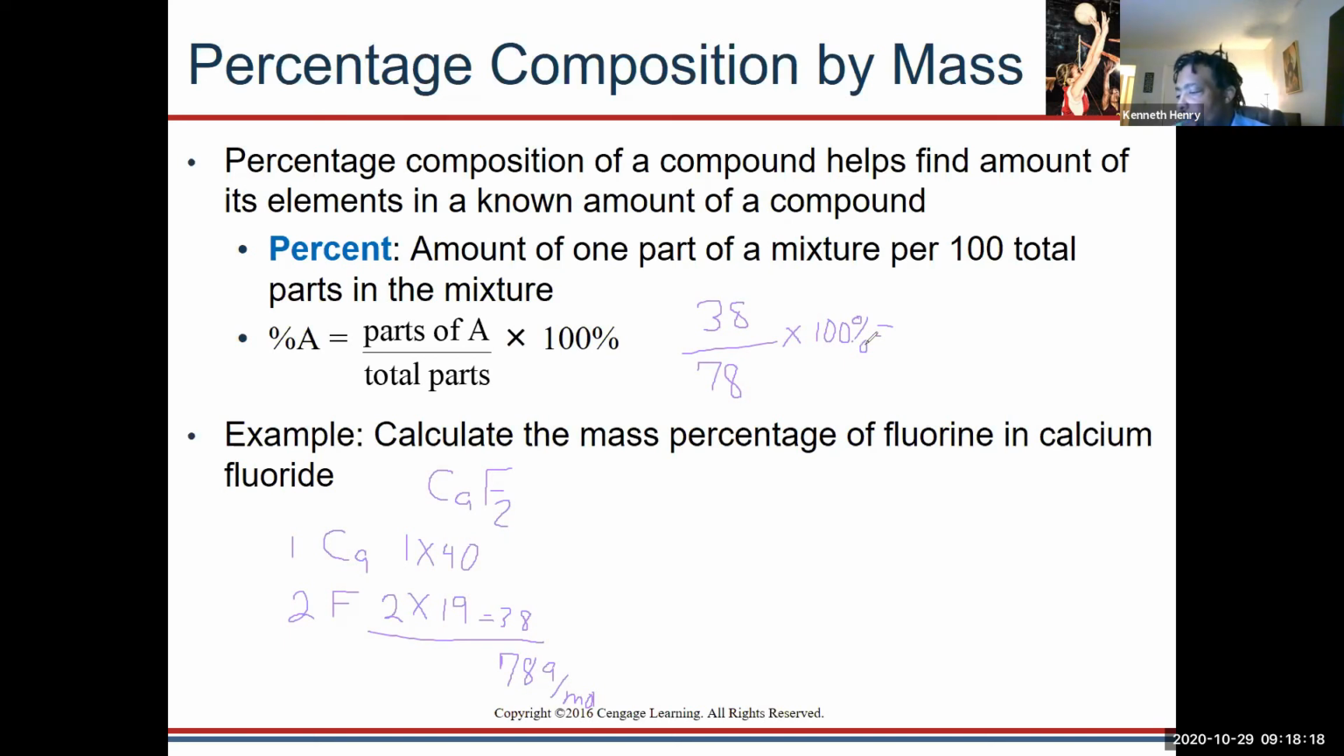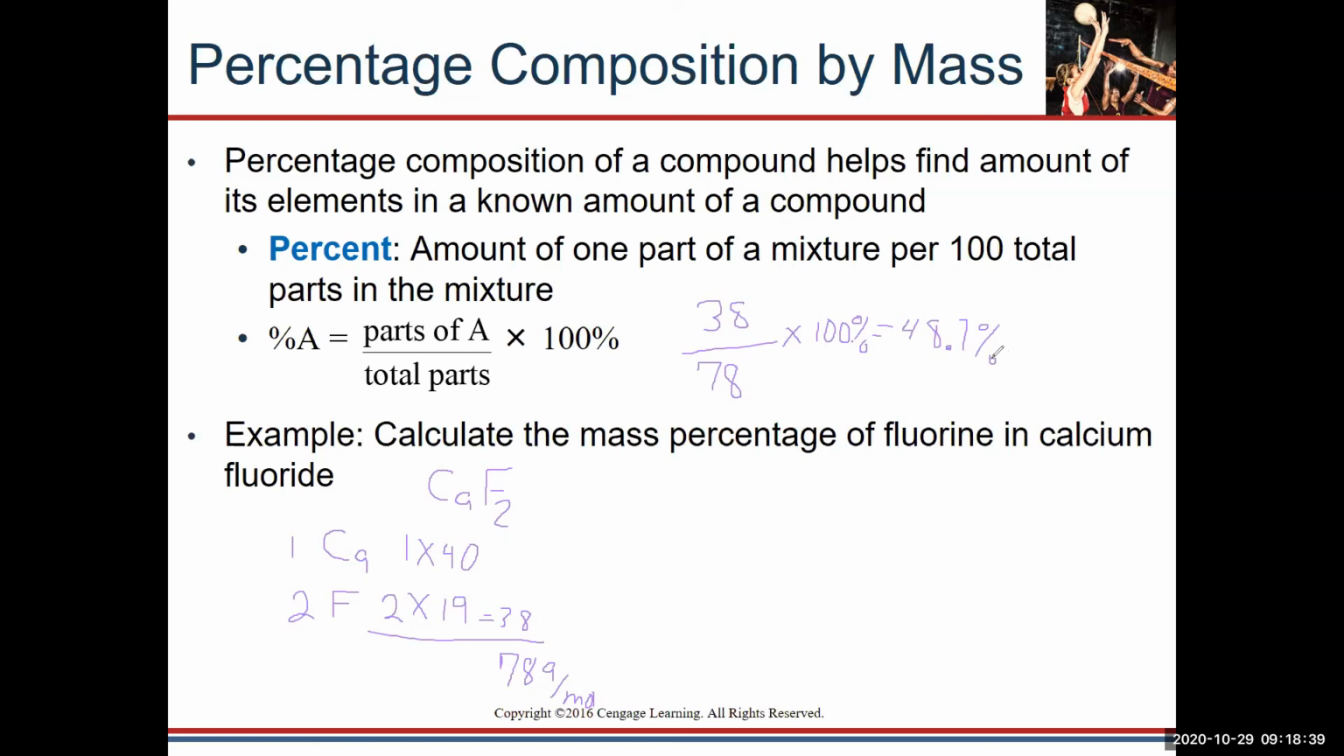Okay, so what do you guys get? 48 point something. 70. Oh, okay. Piece of cake?